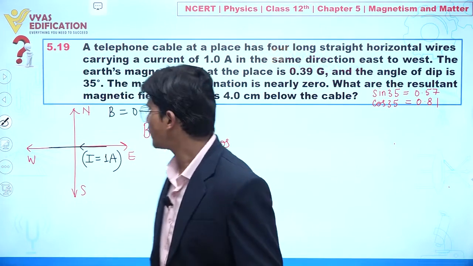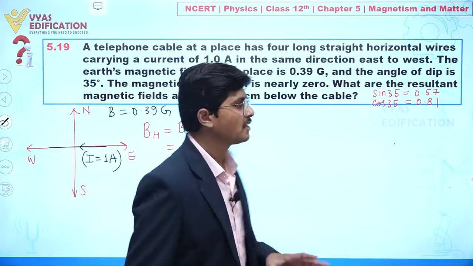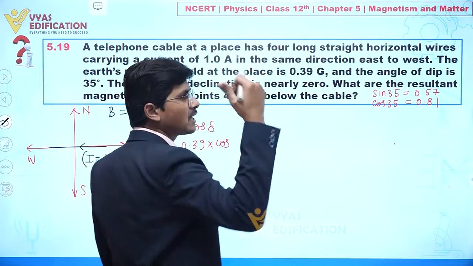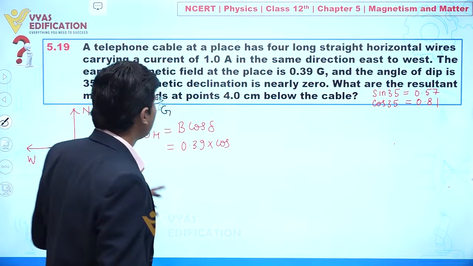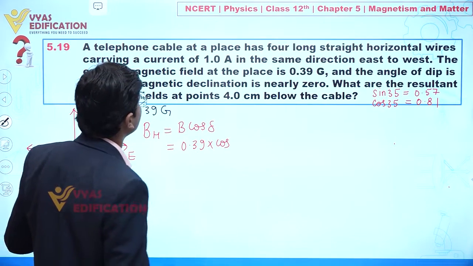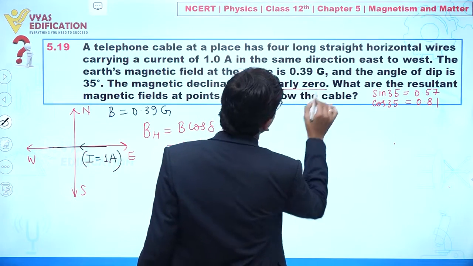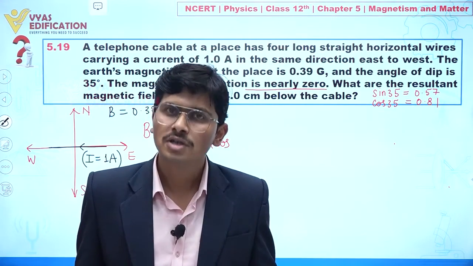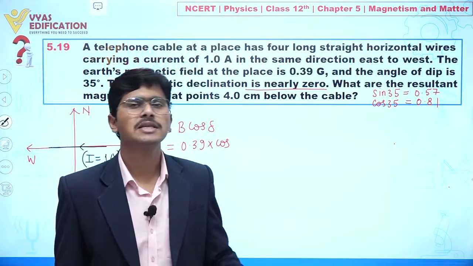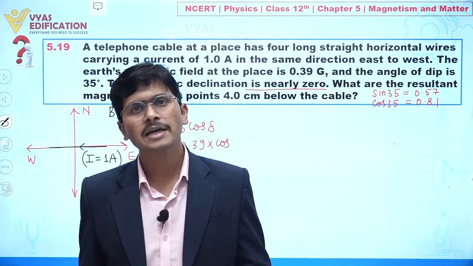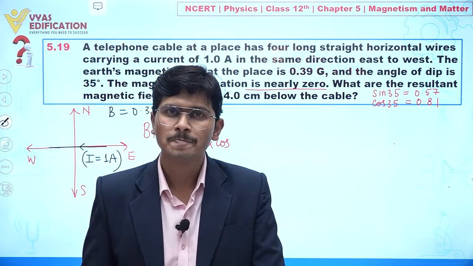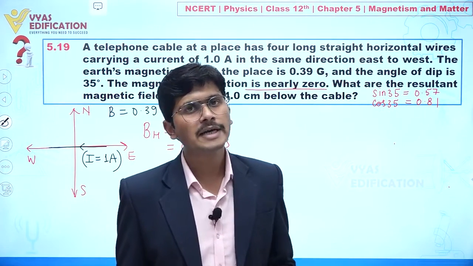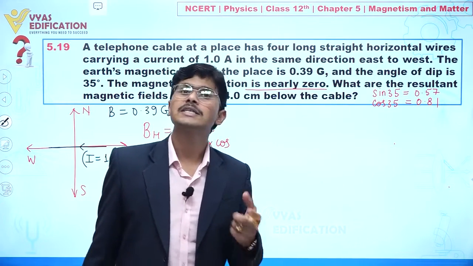Clear? Let us try to understand this situation. In this direction we have east, this one is west, this direction is north, and the back direction is south. It is also given that you have to assume the magnetic declination is nearly zero. It means we can assume that is the geometrical north-south direction, and this is also the same as the magnetic meridian. So in this question, the geographical meridian and the magnetic meridian are both the same. Clear?